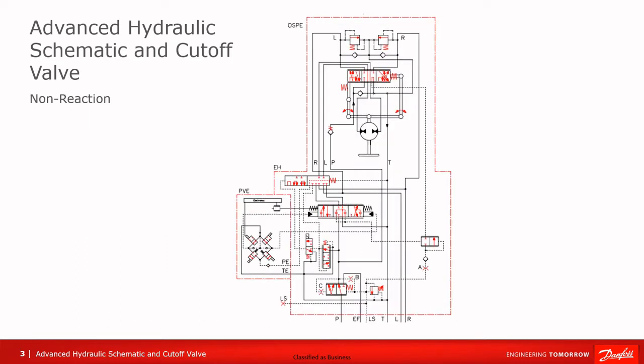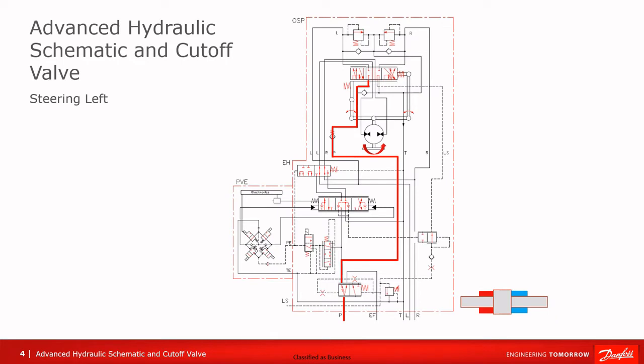This is an example of an OSPE schematic with a non-reaction cutoff valve. This prevents oil from flowing from L to R or R to L while the steering unit is in neutral position, and therefore it acts as a non-reaction unit.